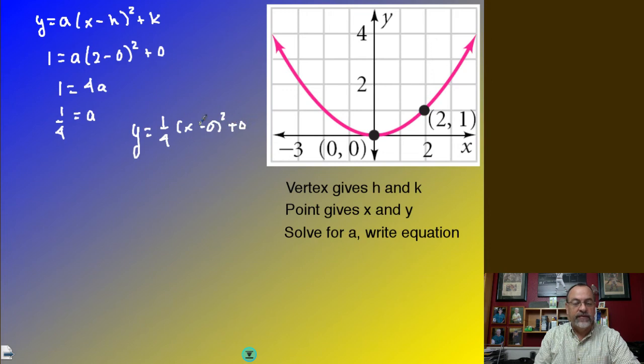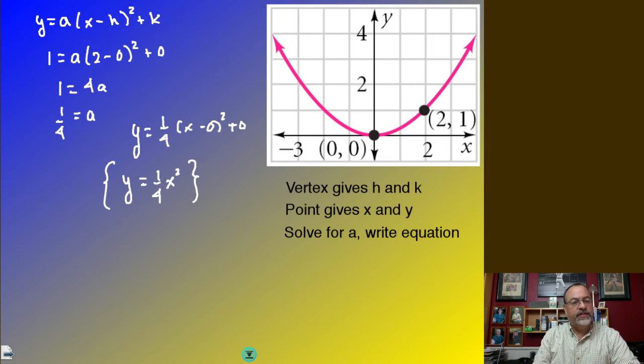Now I don't want to leave it like this. I want to simplify this. I never leave zeros added to or subtracted from something without simplifying it. So x minus 0 is simply x, and then x squared. So this is the vertex form given this information. Now, there's something very important that I want you to notice here. When there is no bx term, you're in vertex form. So if there is no linear term, you're already in vertex form. Remember that. I will cover that again.